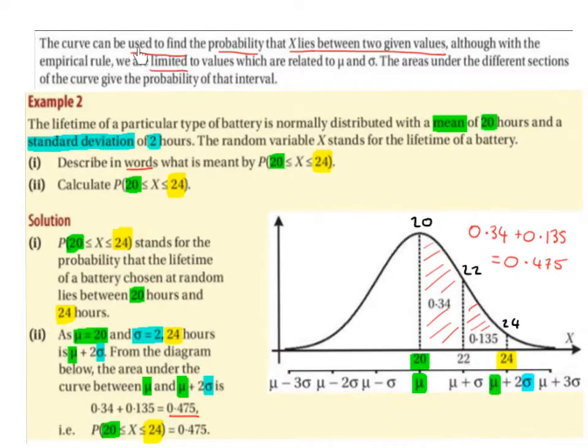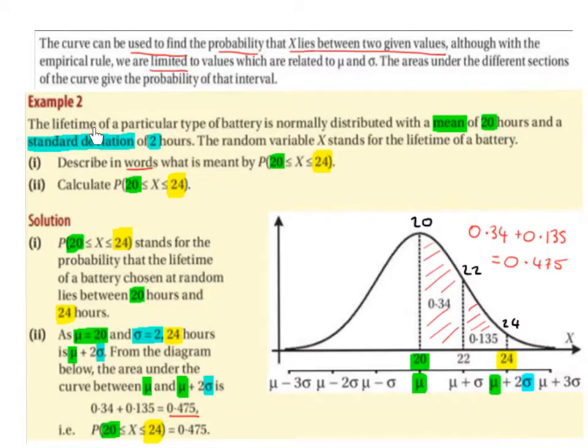The curve can be used to find the probability that x lies between two given values. Although, with the empirical rule, we are limited to values which are related to the mean and the standard deviation. The areas under the different sections of the curve give the probability of that interval.